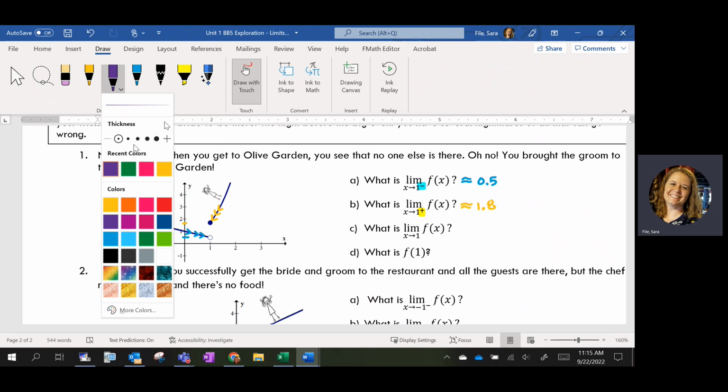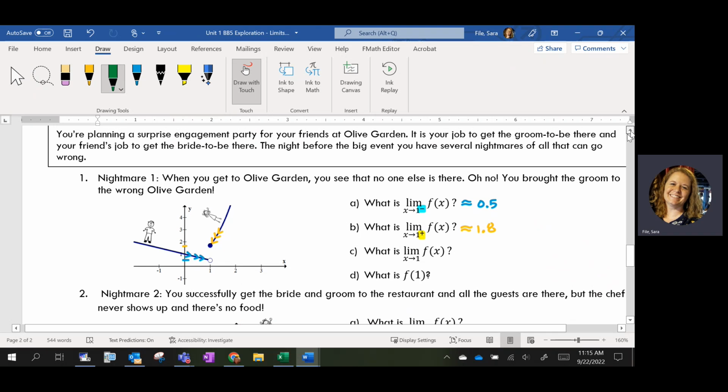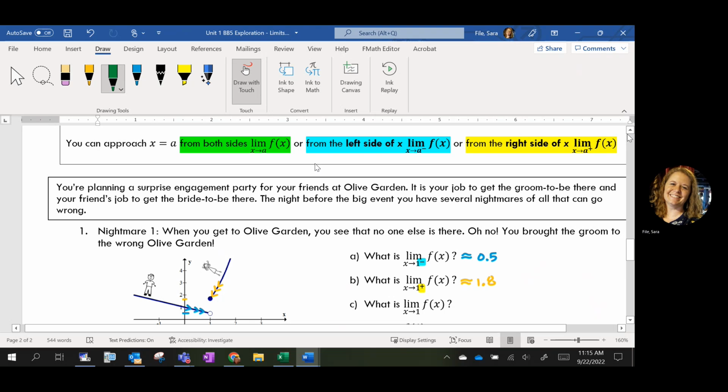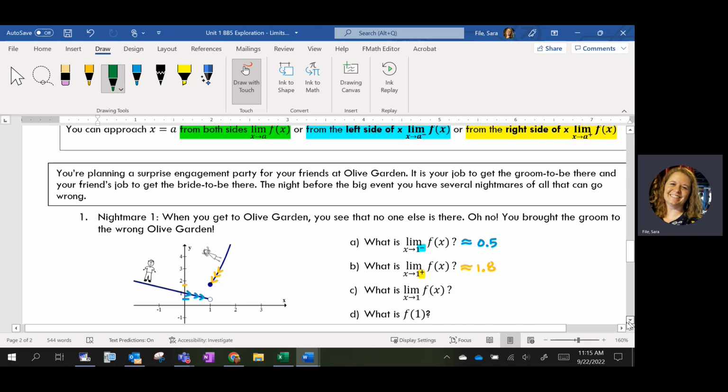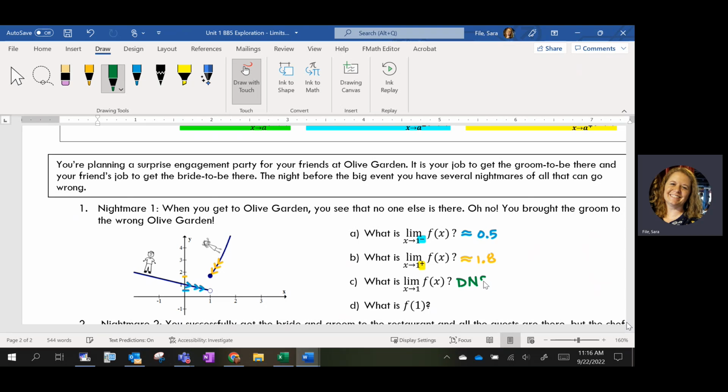What did we say that that means? Can we combine our yellow and blue to make our overall limit? No, because they're not the same. So that means that the limit, what phrase did we put in the notes? It was when we talked about jump discontinuity. Does not exist. Good. And now I'm going to abbreviate DNE from here on out. I'm not going to write out the whole phrase, does not exist. So DNE, it does not exist if the left and right limit are not the same.